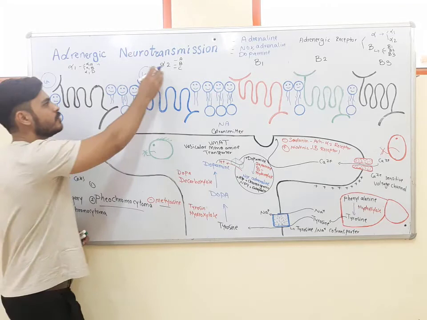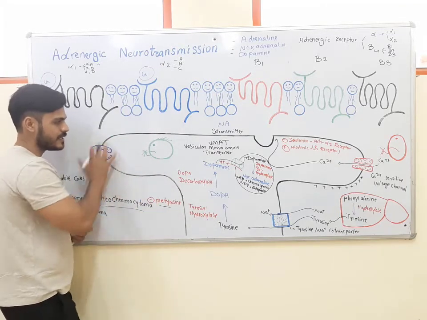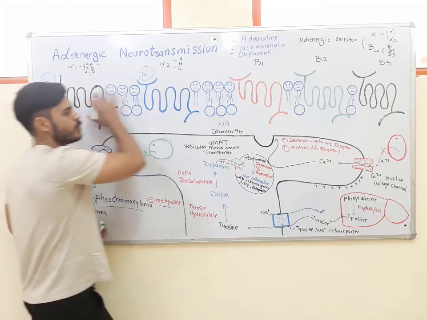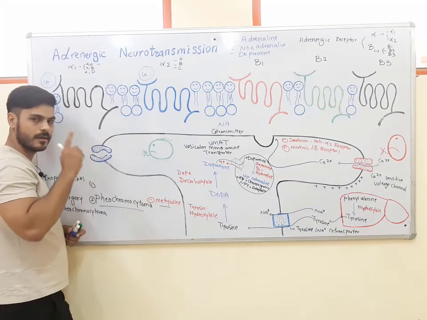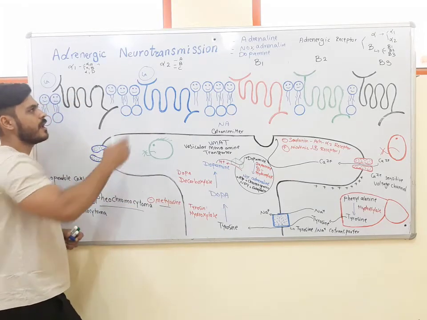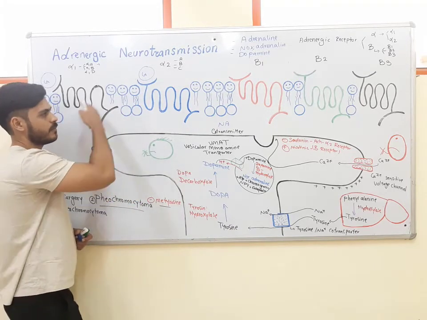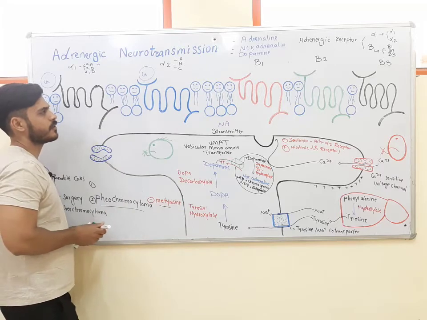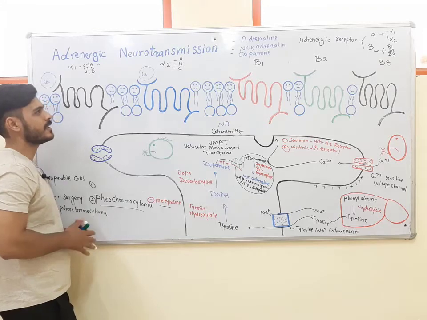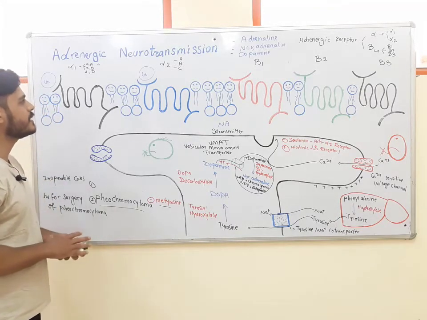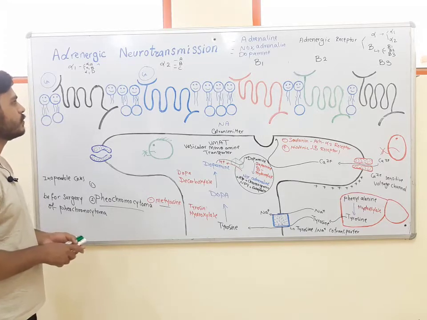But alpha 2 receptor is located presynaptically, it means in this membrane, in this neuron, and also on the postsynaptic neuron. So the location for alpha 1 is the postsynaptic neuron, and for alpha 2 we have the presynaptic neuron and postsynaptic neuron, as well as we have alpha 2 receptor in the pancreatic gland also, the pancreas also. This was about the location of alpha 1 and alpha 2 receptor.